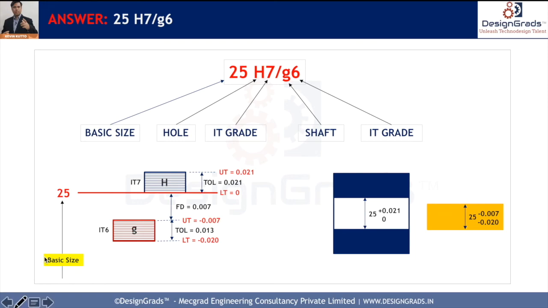Let's summarize it. This is a summary of what we had shown earlier also, but now we have figures. So lower tolerance is equal to 0, upper tolerance is 0.021. Similarly, we have minus tolerances because the fundamental deviation is minus. If you put this into the hole and shaft, the hole is 25 with 0 as the lower tolerance and plus 0.021, and for the shaft, both values are minus, okay. So that's how we got the tolerances on the hole and shaft.